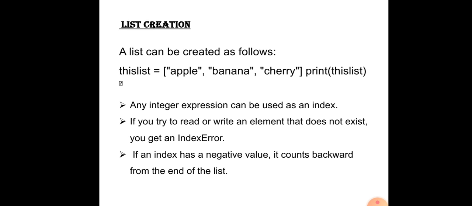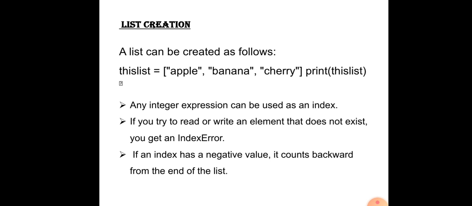A list can be created as follows. Here I have created a list named thislist, and this list stores the values apple, banana and cherry. Since apple, banana and cherry are string values, I have enclosed the values within double quotations.